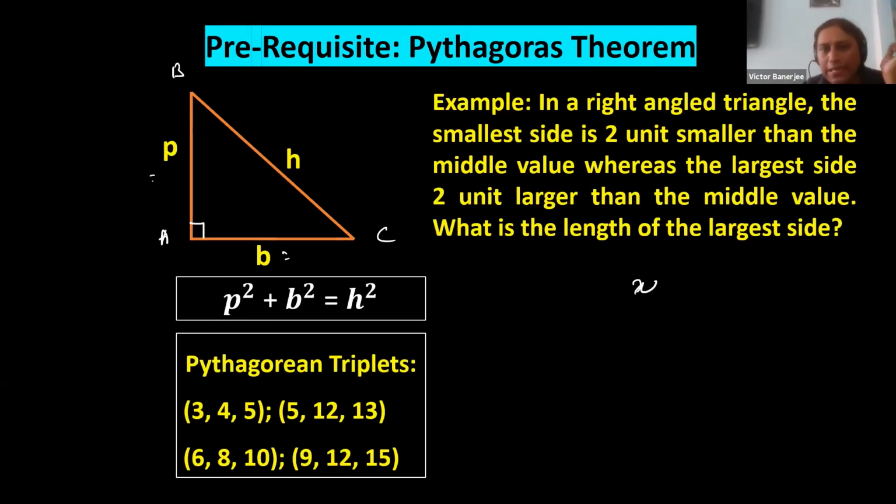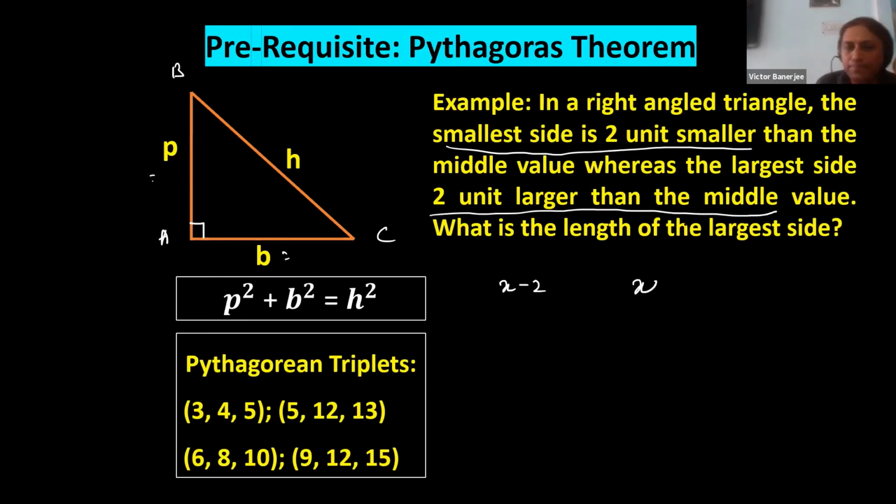Suppose the middle side is x, and the smallest side, according to the question, would be x minus 2. Look at this: the smallest side is 2 units smaller than the middle, whereas the largest side is 2 units larger than the middle. So if the middle value is x, the other value is x minus 2 and the largest is x plus 2.